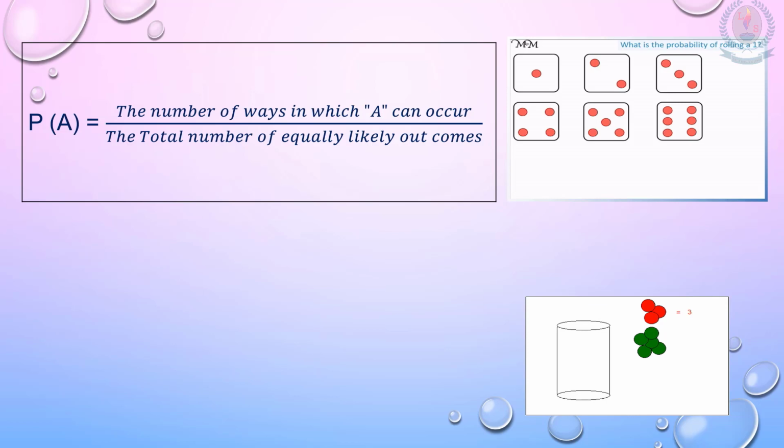Probability of an event A is equal to the number of ways in which A can occur divided by the total number of equally likely outcomes.